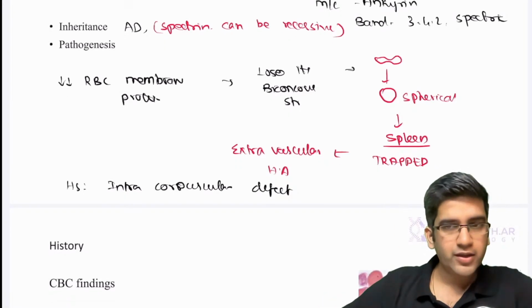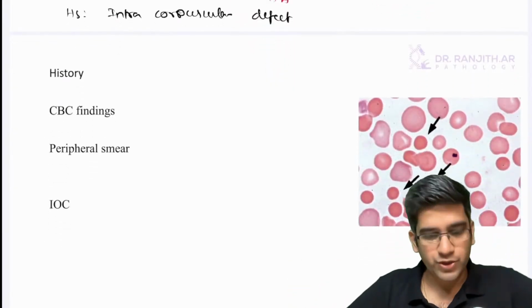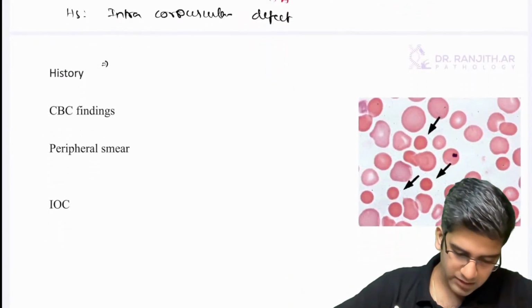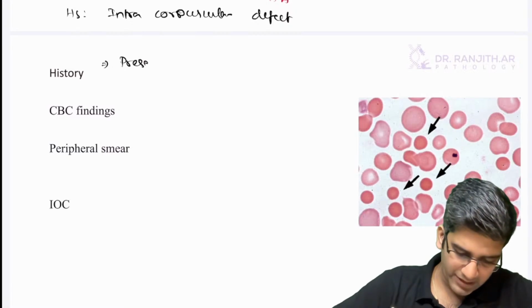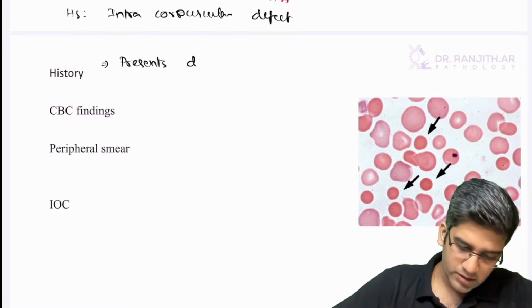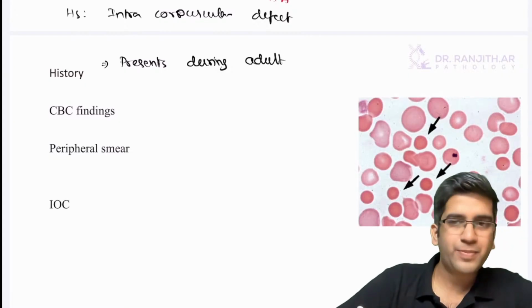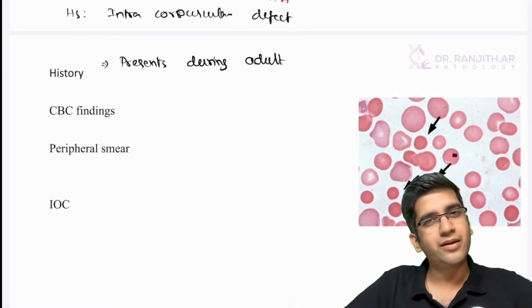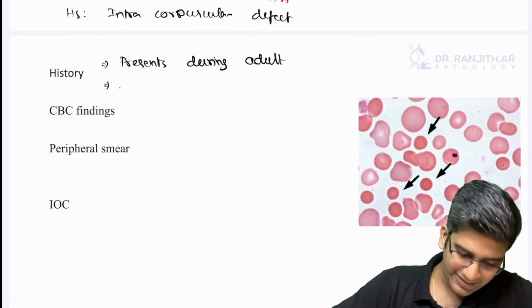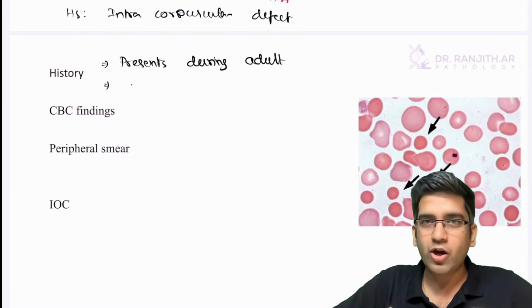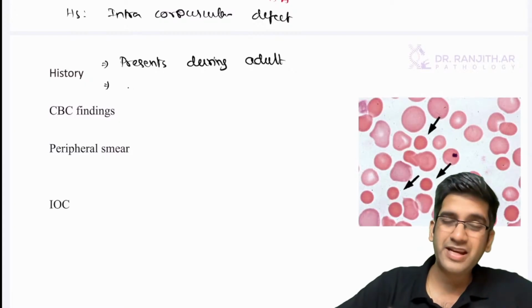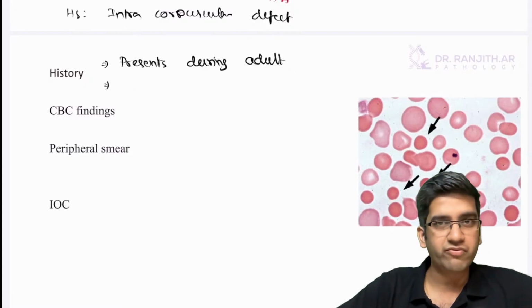Symptomatology, history. Like any other autosomal dominant disorder, this also will have a presentation during adult life. It will not present during childhood, except for the spectrin defect, which we will not go into. So there'll be a classical triad. Fatigue will not be the major thing. Like Ipsita said, splenomegaly will be the most important finding here.